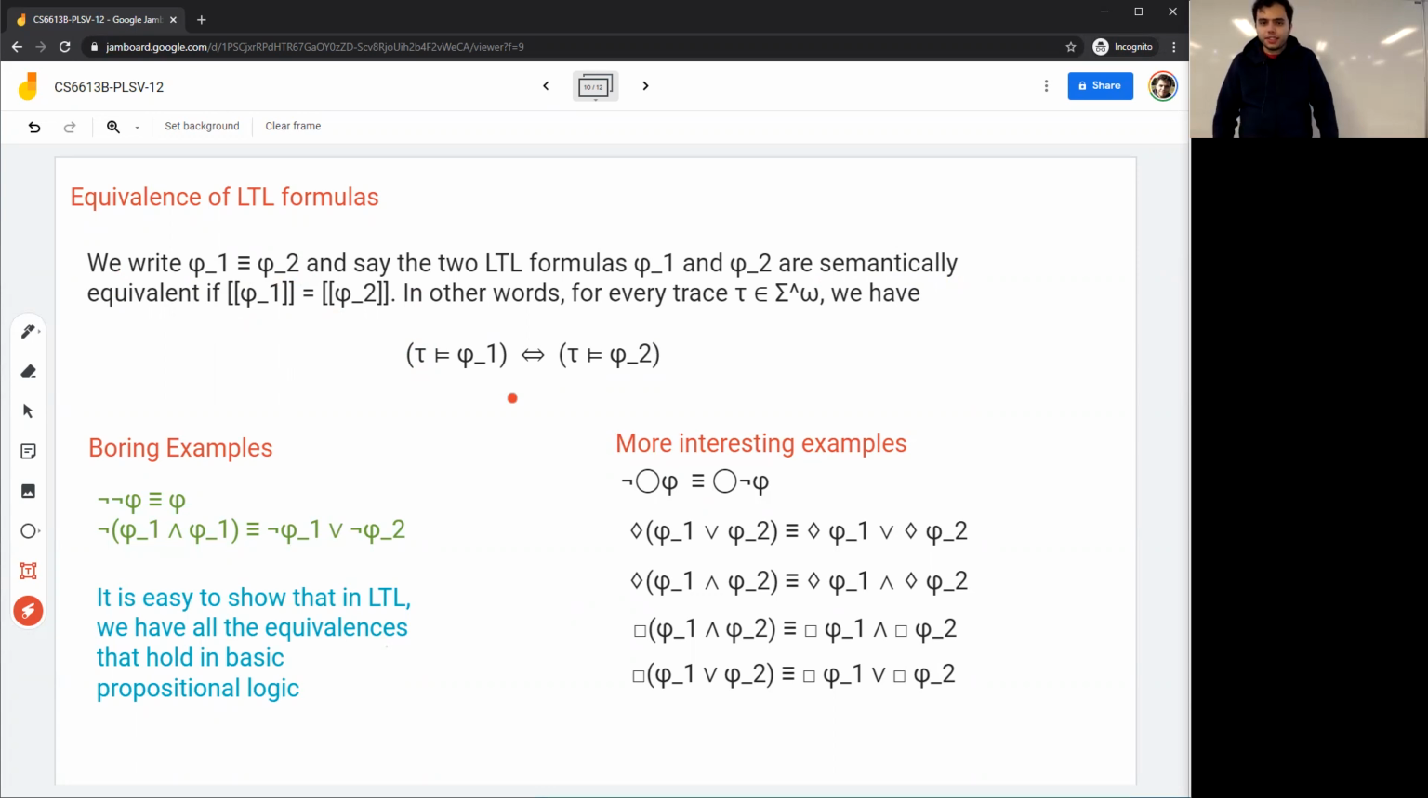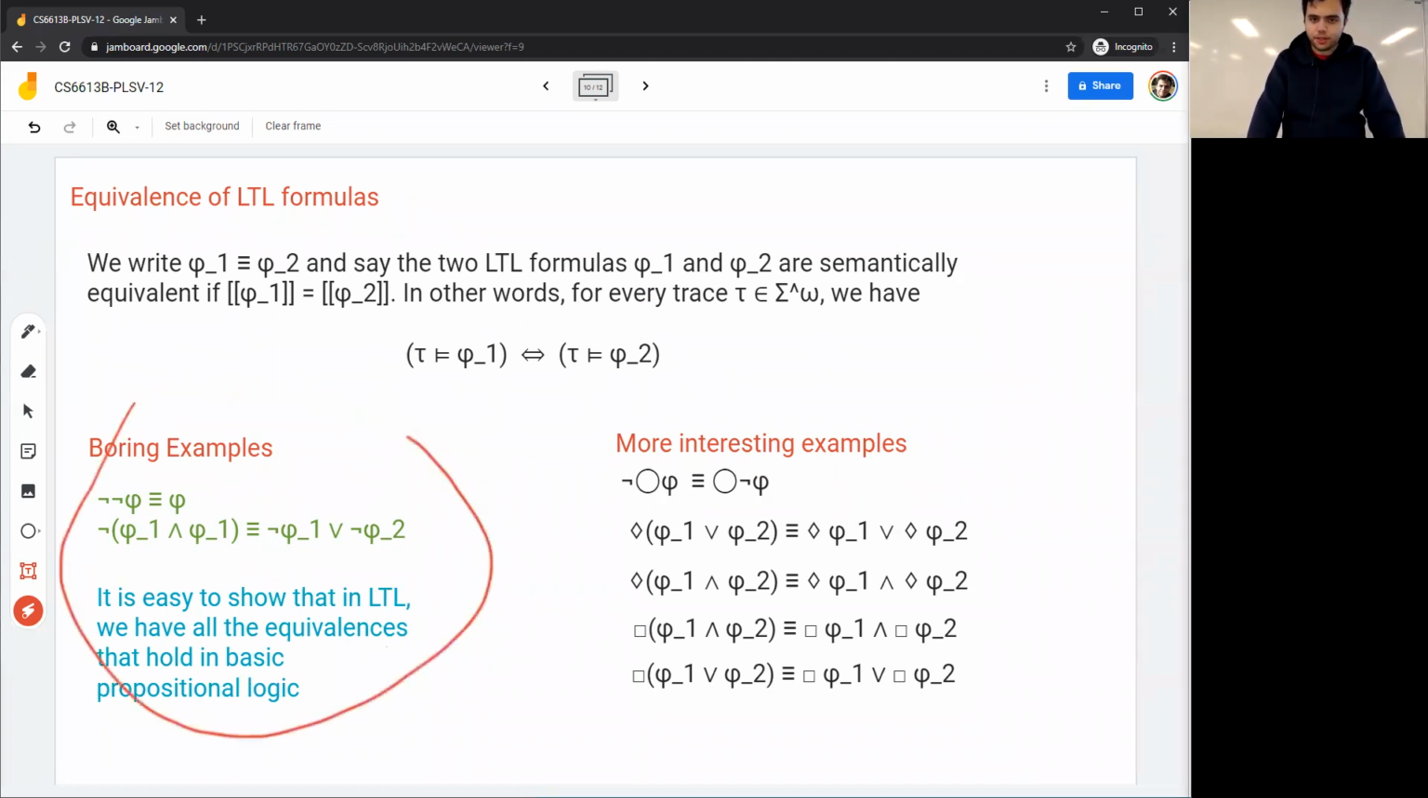And we can see a lot of examples of equivalence between LTL formulas. So the boring examples are the ones that are inherited from propositional logic. So not not phi is equivalent to phi. We know that, of course. Or for example, not (phi1 and phi2) is equivalent to not phi1 or not phi2. And actually, it's quite easy using the semantics to show that any equivalence that holds in basic propositional logic holds here in LTL as well. So these are the boring ones.